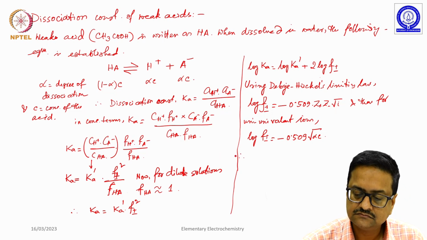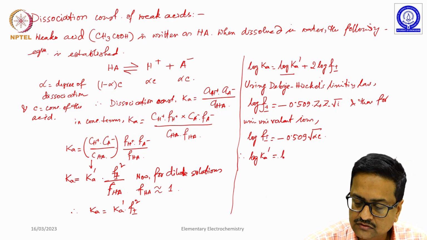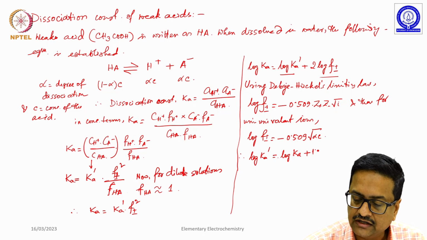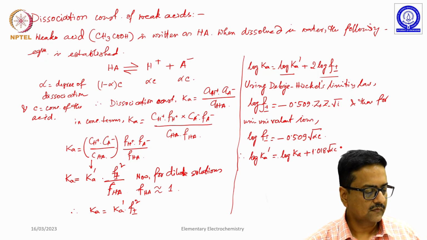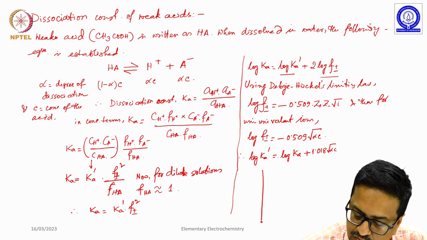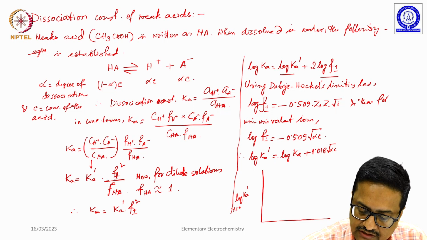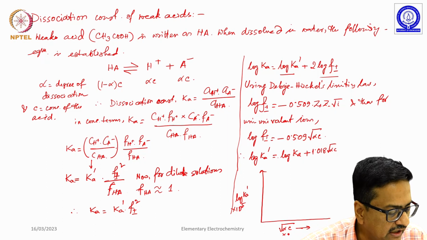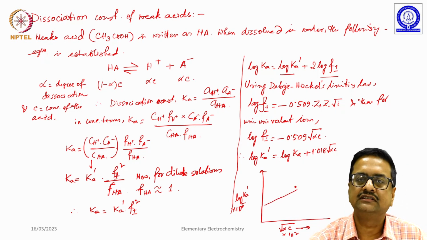So therefore, one can write log Ka prime, which is this one, equal to log Ka plus 2 into log F plus minus, that turns out to be 1.018 into square root of alpha C. So now if you try to plot the value of log Ka prime multiplied by 10 to the power 5 in y axis and square root of alpha C in x axis multiplied by 10 square, one will get a nearly straight line for a decent range of concentration.